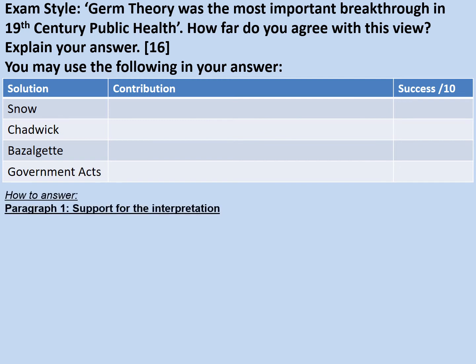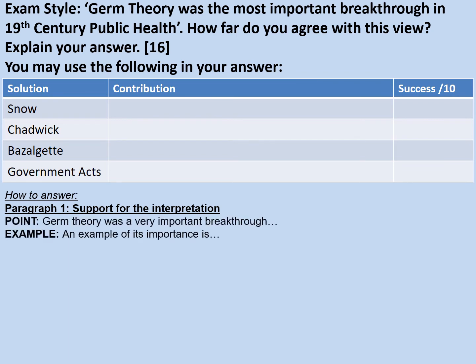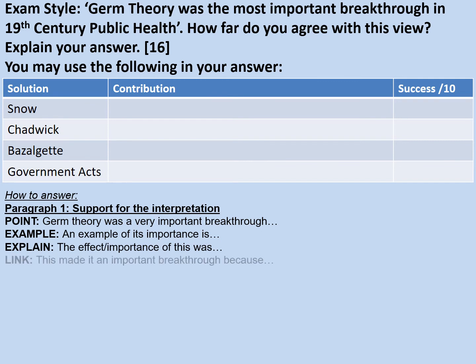Your first paragraph would need to show support for this interpretation, suggesting that germ theory perhaps was really important in some respects, maybe the most important. Point: germ theory was a very important breakthrough. An example of its importance is, the effect of this or the importance of this was, and this made it an important breakthrough because. Then paragraph 2 shows the importance of other factors.